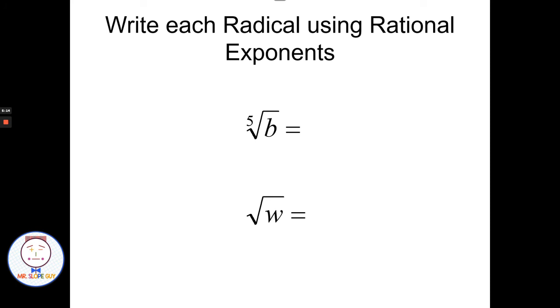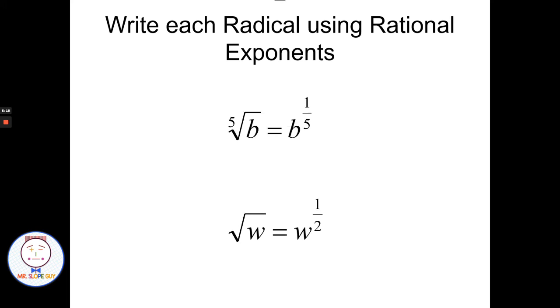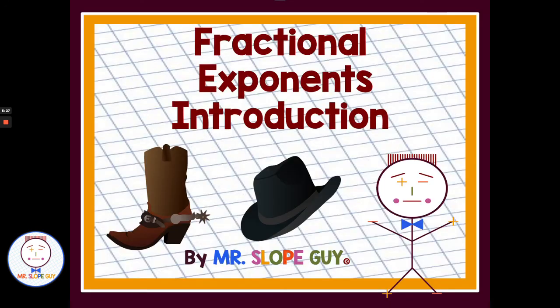All right, welcome back. So the fifth root of b is equal to b to the 1/5. And the square root of w is equal to w to the 1/2 as an exponent. All right, quick and easy, to get you guys started. That denominator in the exponent will tell you the root or the index.